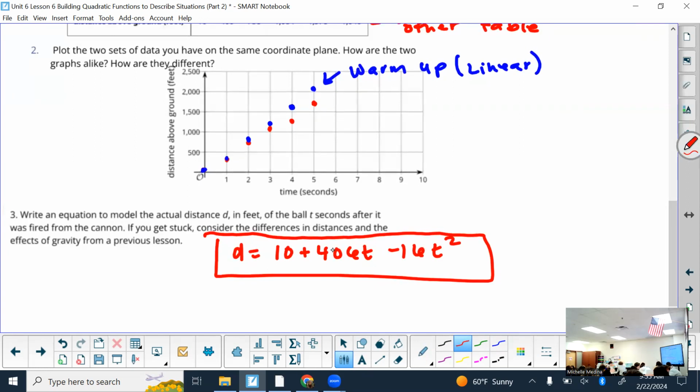So now that I've shown it to you, what type of function is this? Now that you can see the equation. Is it linear? Is it exponential? Is it quadratic? Yes, because it has a t squared. That's what makes it quadratic. Without it, say there's just a t in there, it's linear. Okay? Questions, comments, concerns?